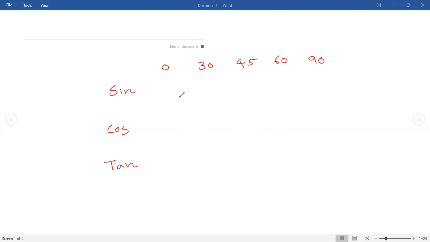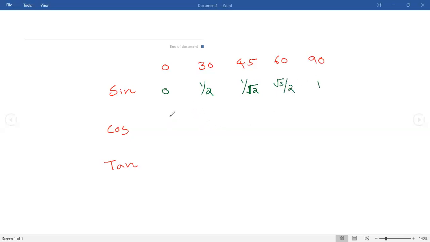No. Okay. So look at the value of sine 0. Sine 0 is 0. Sine 30 is 1 by 2. Sine 45 is 1 by root 2. Sine 60 is root 3 divided by 2. And sine 90 is 1.